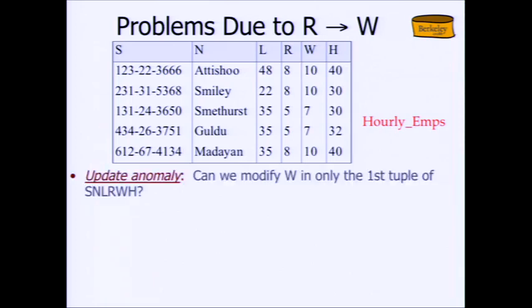You cannot modify a wage independently. That would lead to a violation of the functional dependency. What other kinds of anomalies can you imagine? What else could go wrong here? So updates are one thing we could do to this table. They could cause trouble. What other changes could we make to the table?